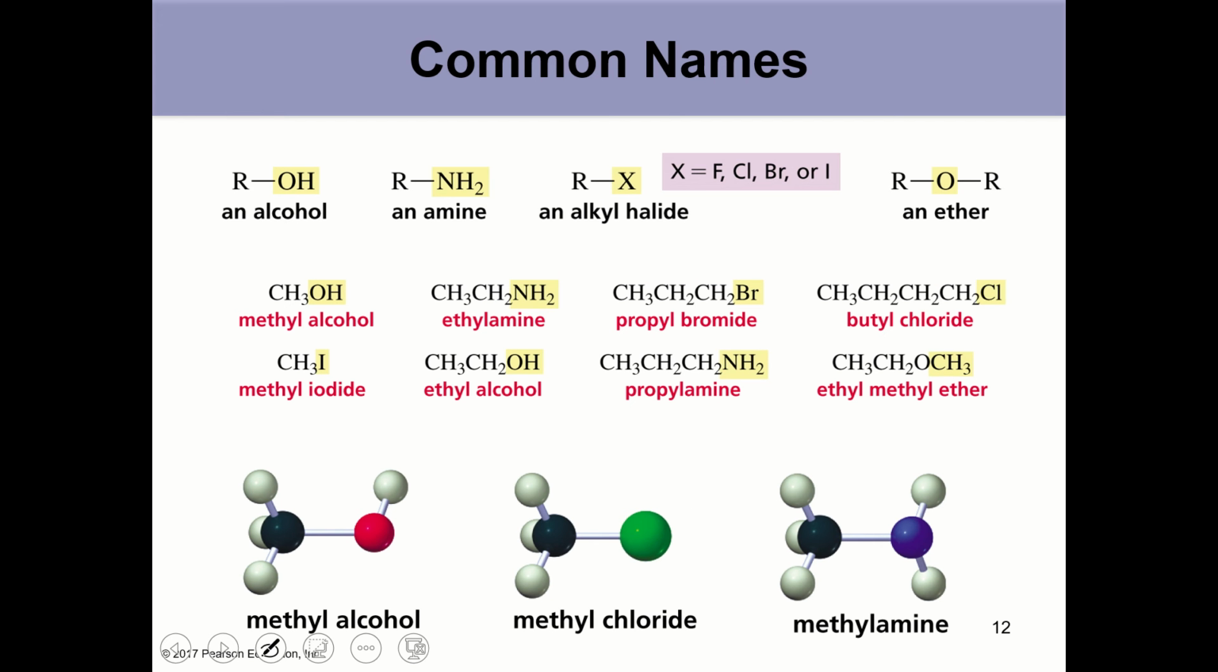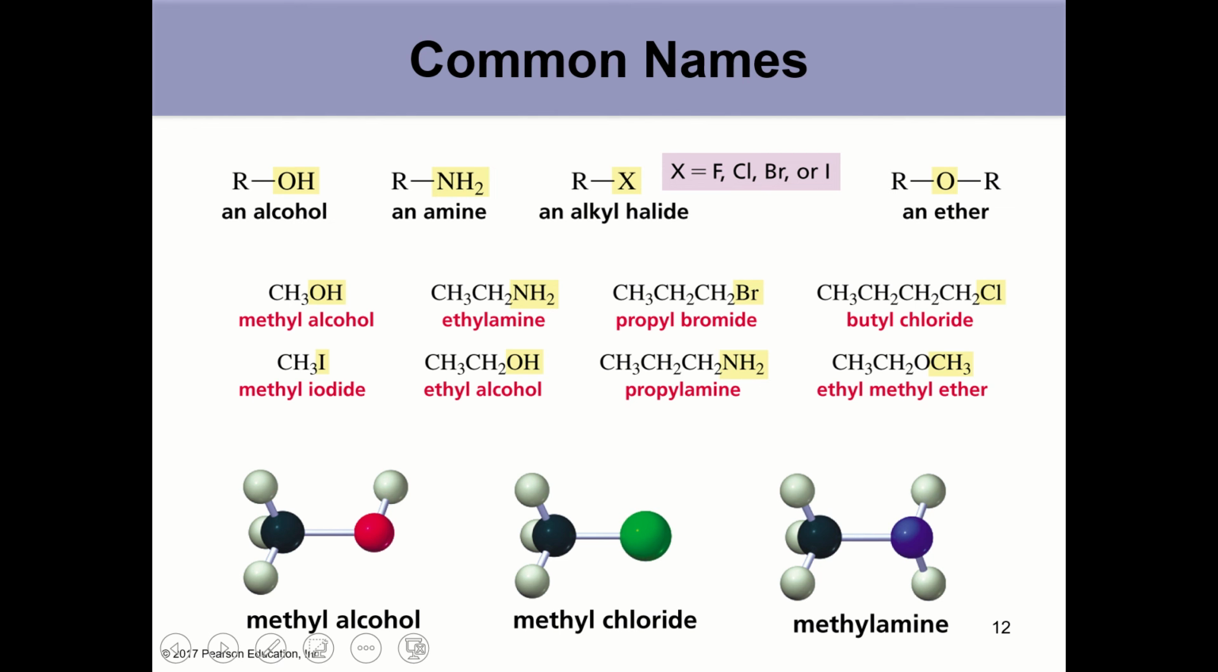Common names. So we have here a list of molecules, common names, of different functional groups: alcohols, amines, alkyl halides and ethers. The molecules shown here are common names for these molecules: methyl alcohol, ethylamine, propyl bromide, butyl chloride. We are not going to use common names, but you may need them on the homework. I think that there's at least one homework problem where I wanted you to have experience using the IUPAC name, but they also asked for the common name, and I couldn't separate the two. So you actually have to do both.